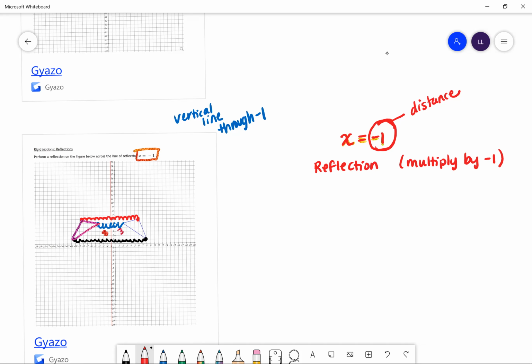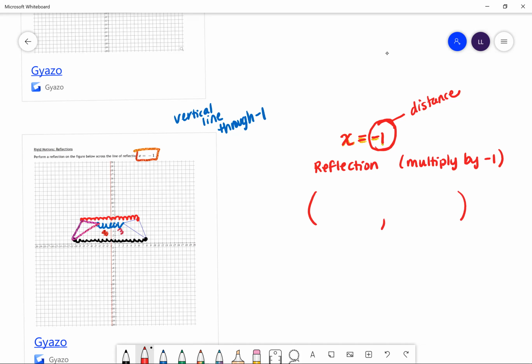If the number was -4, then it would be 8 away. If it was -6, then it would be 12 away. If it was -5, it would be 10 away. So double that distance, because that's what's happening when we do it on the picture. So here's how you would do the rule for this.